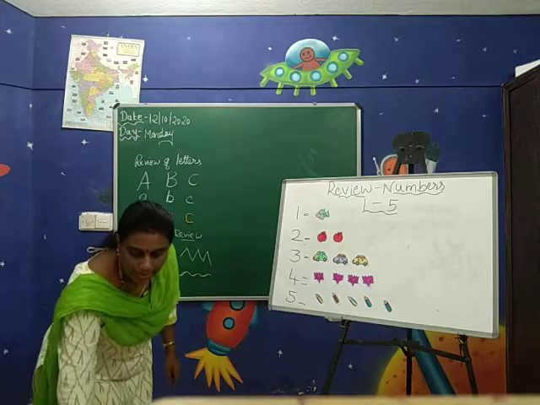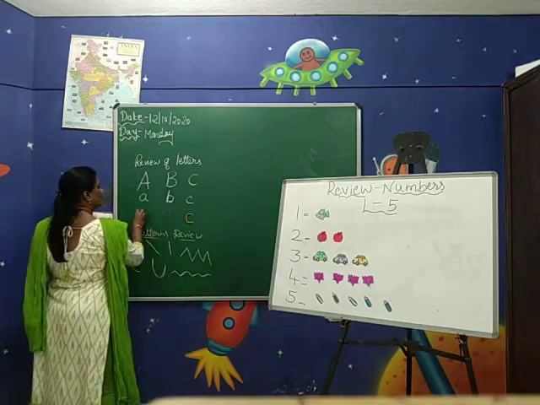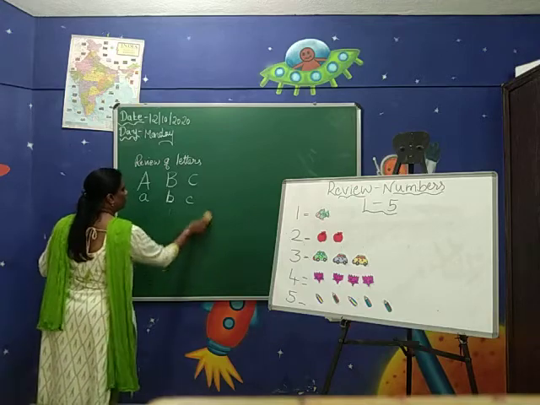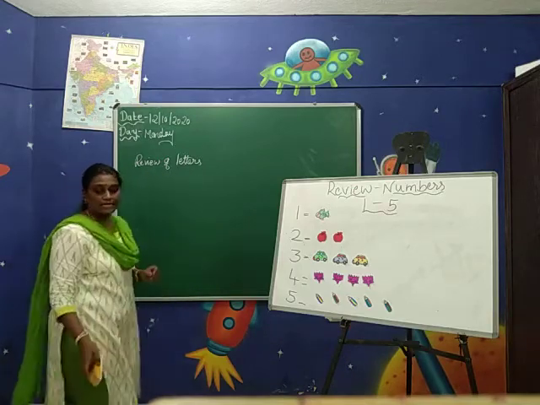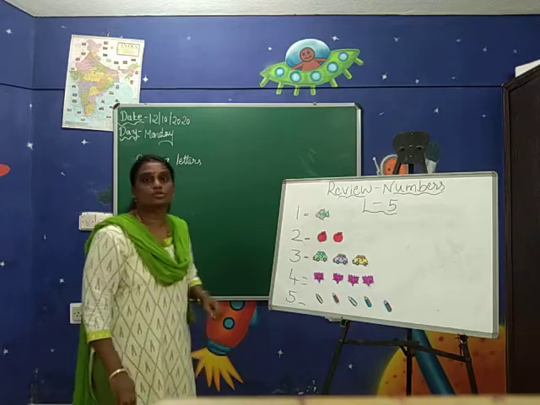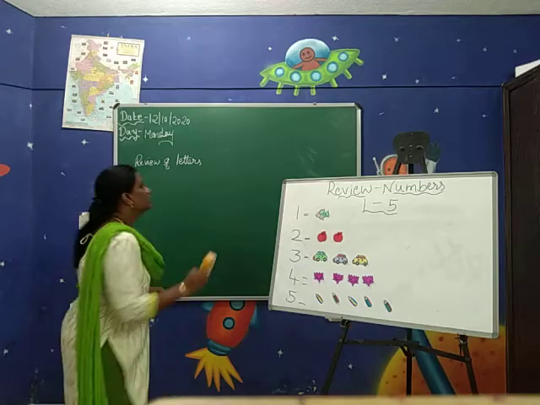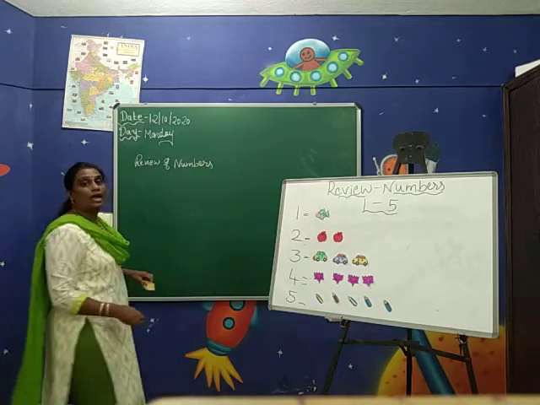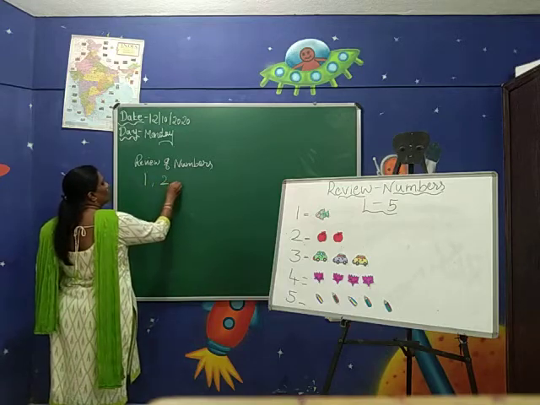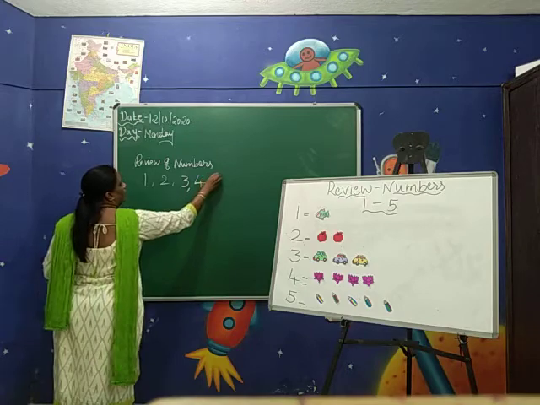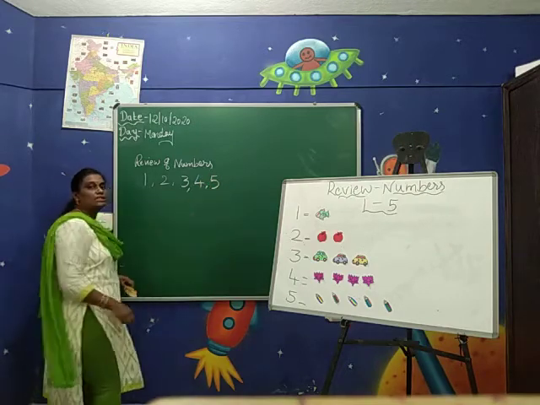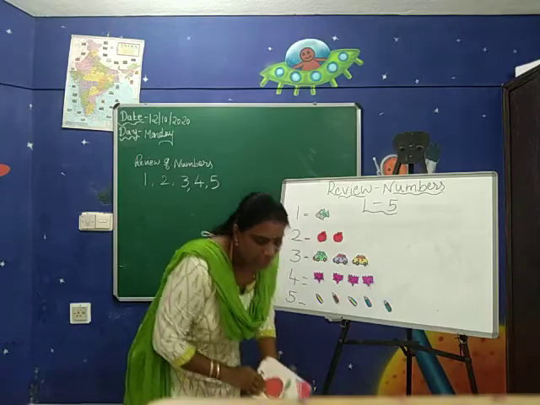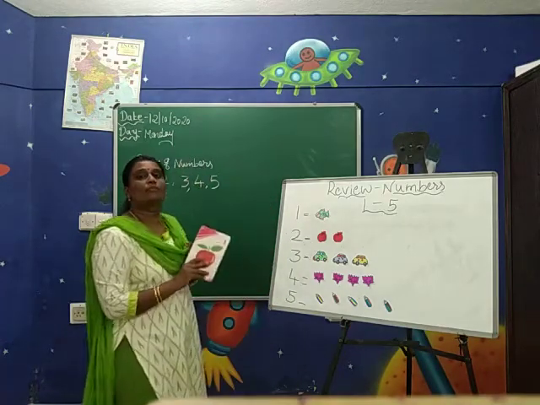Okay children, we'll go for the next concept. Yes, very good. We have revised letters and patterns. Next we'll go for the numbers. Yes, I think now you are able to count the numbers from 1 to 5. Very good. So we have learned the numbers 1, 2, 3, 4 and 5 with the counting, no? Now I shall revise once again the review of numbers from 1 to 5 for you.